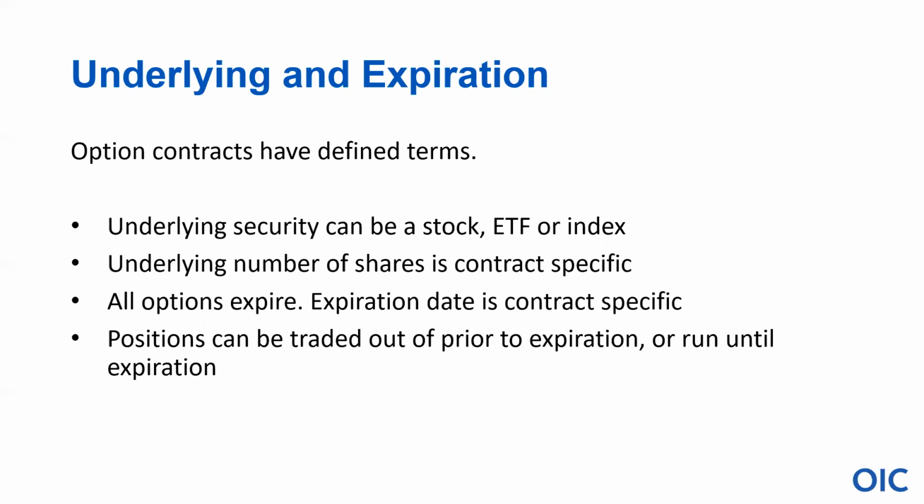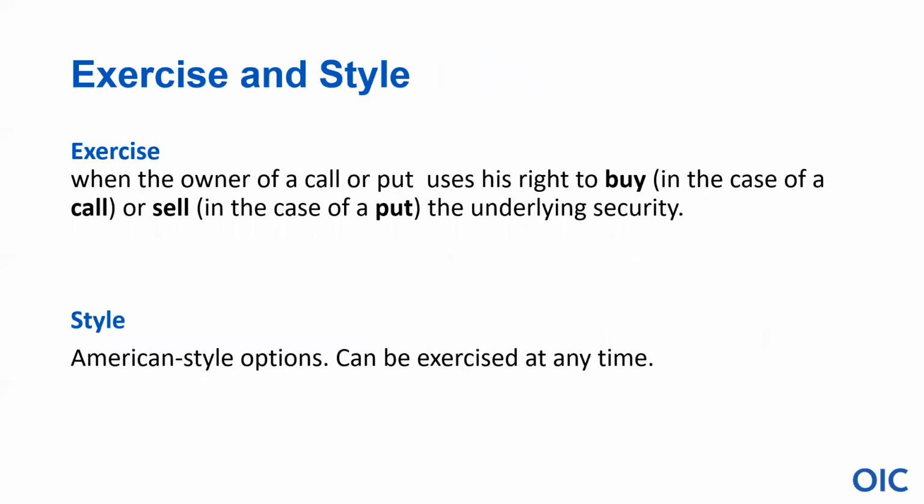The underlying number of shares, as I mentioned before, is contract specific, so you need to check the fine print, see how many shares it's for. Remember that all options expire, and you can trade a variety of expiration dates, right out to probably beyond a year. The weekly options, for instance, in the US at the moment are quite popular, but all options expire. And as I keep saying, like a broken record, positions can be traded out of prior to expiration or run until expiration.